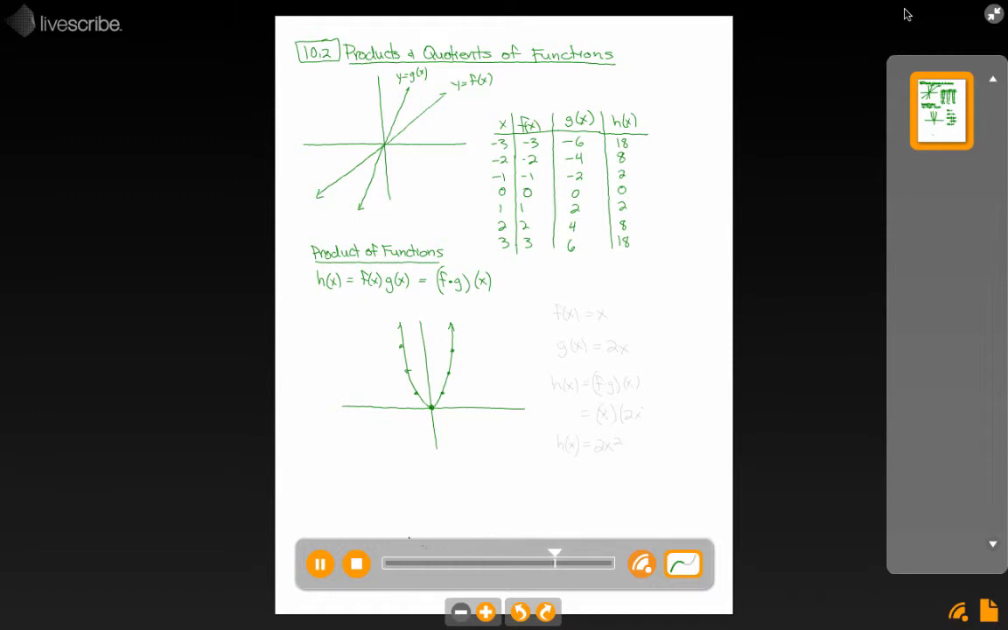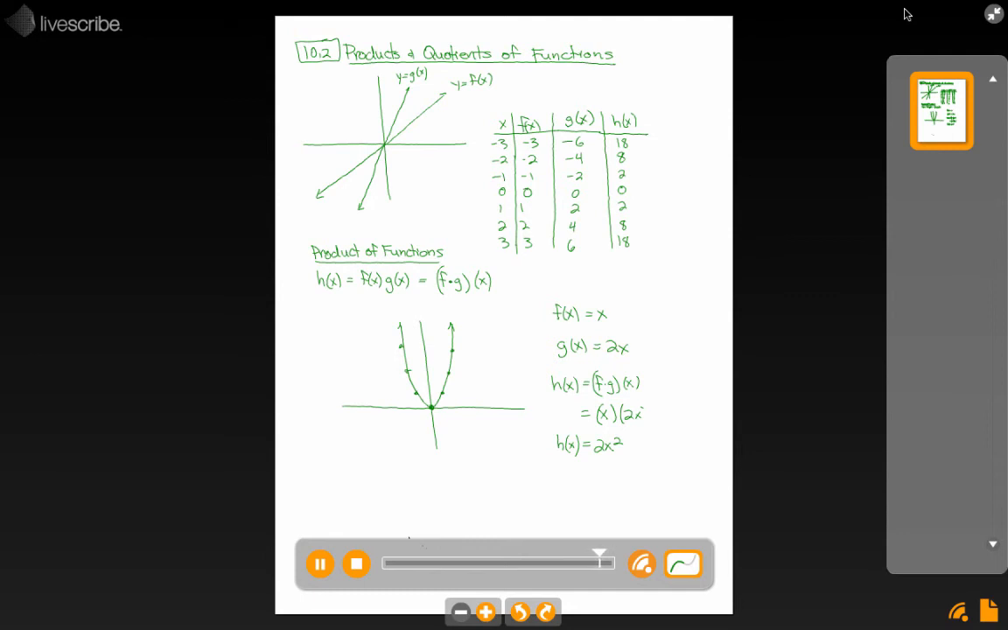Reason being, if I look at the actual functions that I didn't give you at the start, f of x was equal to x. G of x was not much more complicated, it was 2x. So the product of those two, h of x, which is f times g of x, is equal to x times 2x, which equals 2x squared. So the graph that I've just drawn here and the points that you see up above in the table all correspond to a function of y equals 2x squared.